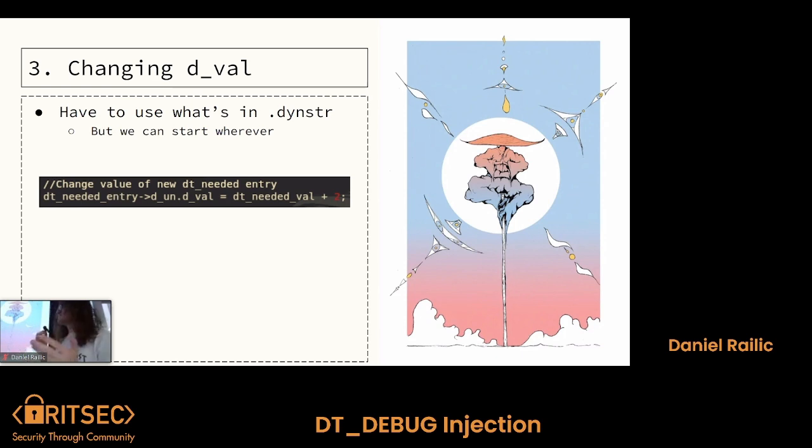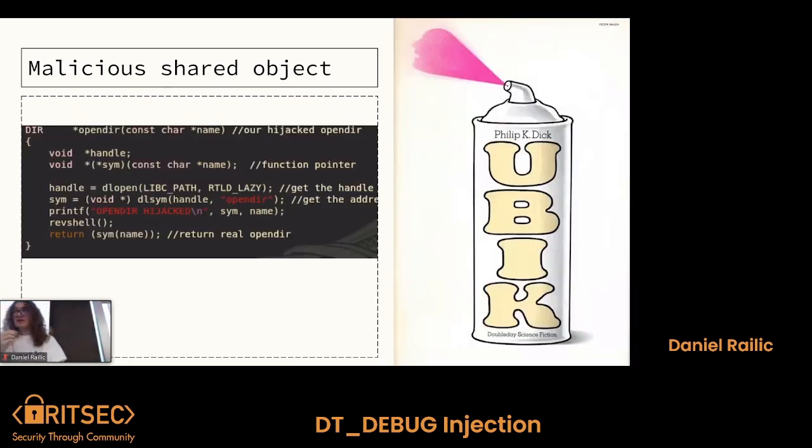And that's going to give us a new string that we have to figure out what it is about. But yeah, so we do that. And that's how we can change those values to get pretty much what we want with our new DT needed.